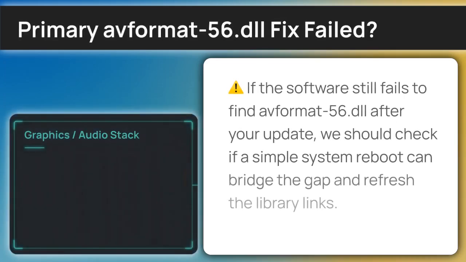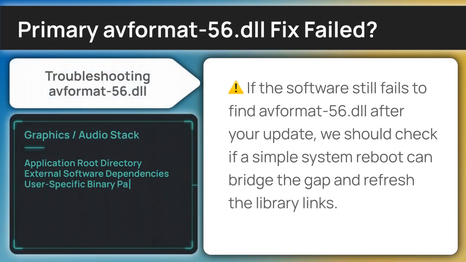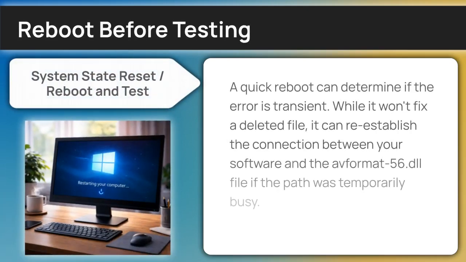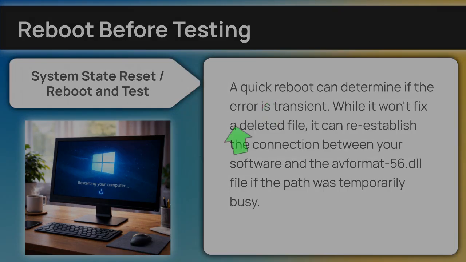If the application still won't initialize, we need to shift our focus to how the Windows loader is interacting with the library. A quick reboot can determine if the error is transient. While it won't fix a deleted file, it can re-establish the connection between your software and the audio-video format 56 file if the path was temporarily busy.